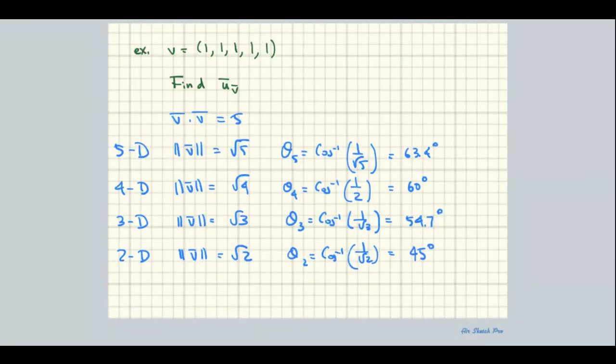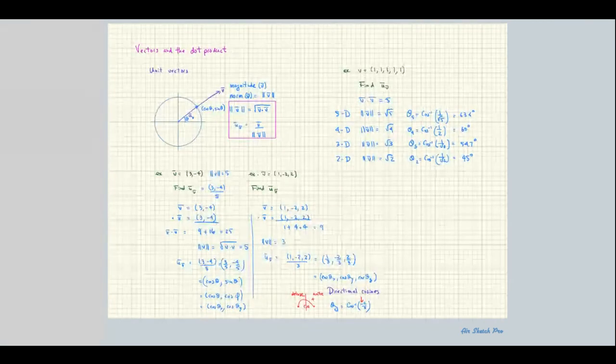Whoa, pretty wild, huh? Not necessarily intuitive, but something that comes out immediately from the calculations. As the number of dimensions goes to infinity, guys, the corner of the box becomes closer and closer to 90 degrees from every axis. Not necessarily intuitive, but it's obvious as soon as you look at the calculations.